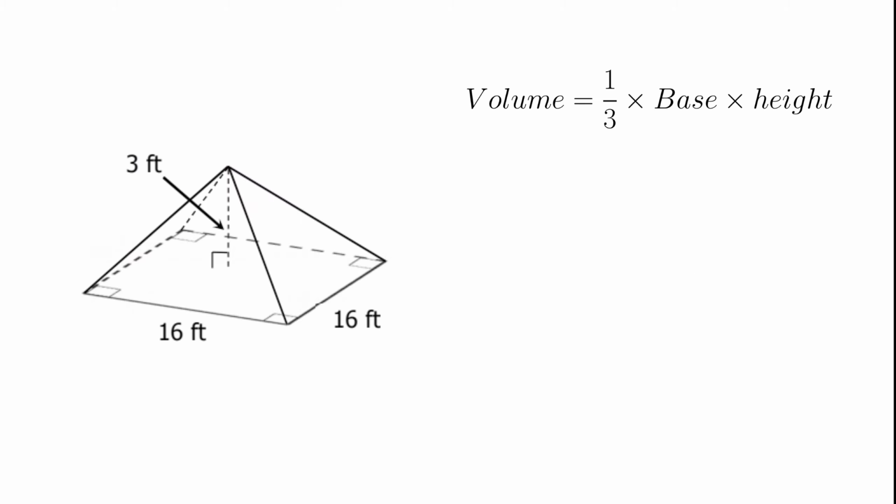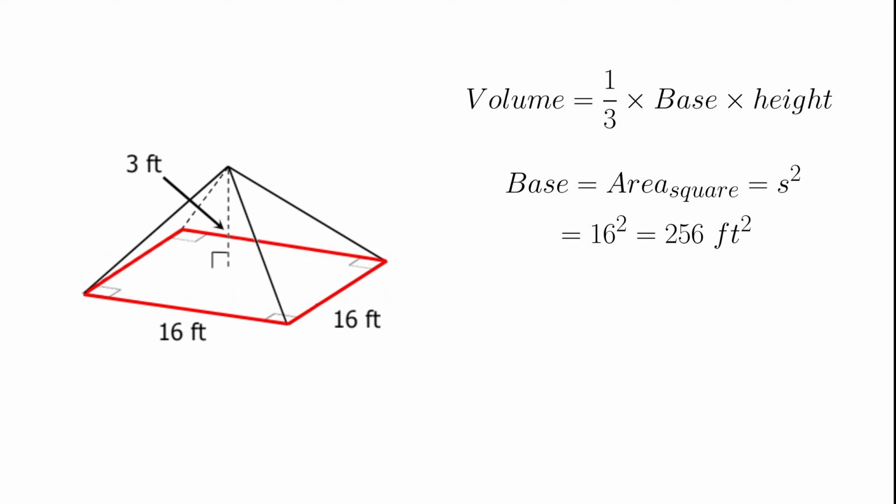Let's try to find the volume of this pyramid. We'll use the formula 1/3 base times height. The base is the square on the bottom, which we just use the formula for the area of a square. The height is simply 3.